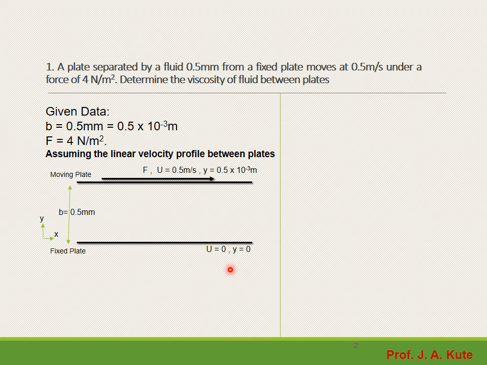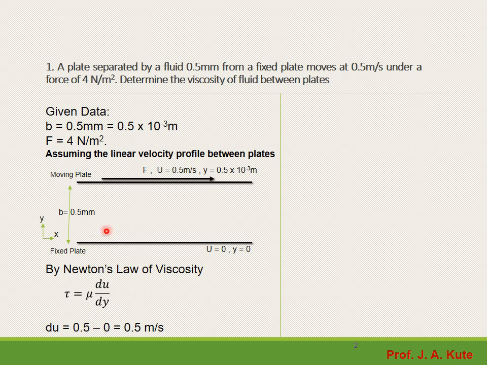If you put the boundary conditions over here, at the fixed plate the y distance is 0, and as it is the fixed plate, u will be 0, and for the moving plate y is equal to 0.5 into 10 raised to minus 3 meter, and as the plate is moving with a certain velocity, u would be 0.5 meter per second. Assuming the linear velocity profile between the plates, the velocity gradient remains constant. By Newton's law of viscosity, we have tau is equal to mu into du upon dy.